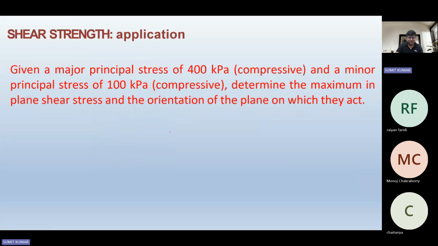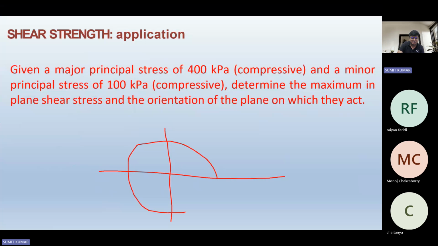If you remember, we have read the Mohr circle in which the principal stresses are known as sigma 1 and sigma 3, which we have drawn on the Mohr circle surface. So over here, the major principal stress value is 400, right? And the minor principal stress value is 100.